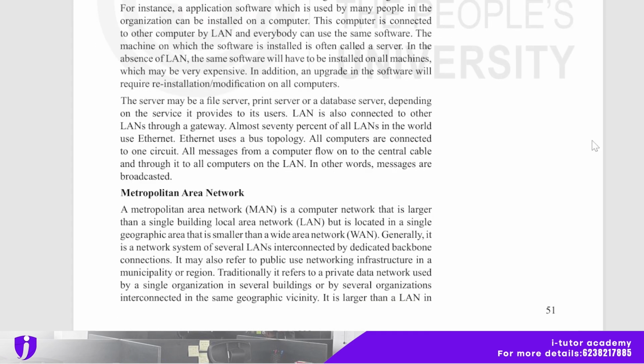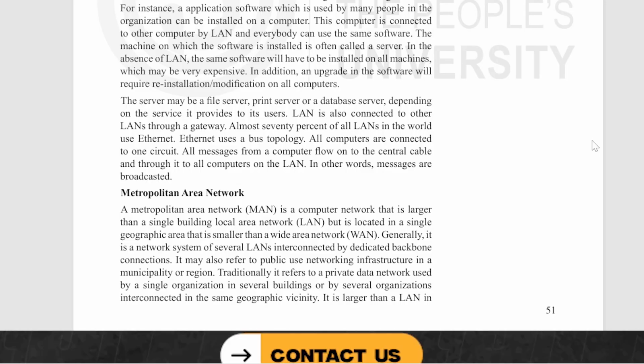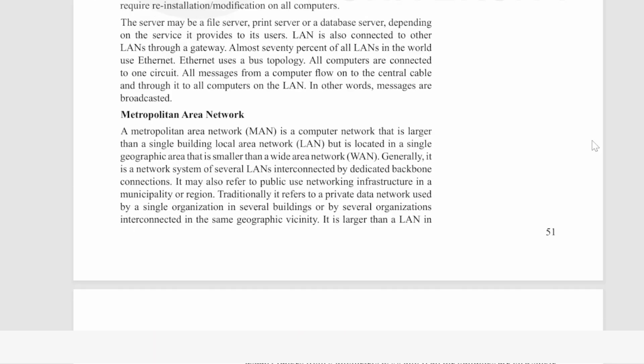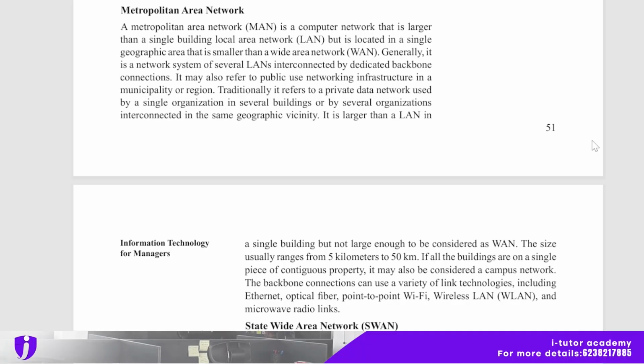Next is the metropolitan area network. A metropolitan area network, MAN, is a computer network that is larger than a single building local area network but is located in a single geographic area that is smaller than a wide area network. Generally it is a network system of several LANs interconnected by dedicated backbone connections, and it may also refer to public use networking infrastructure in a municipality or region. It is larger than a LAN in a single building but not large enough to be considered a WAN.